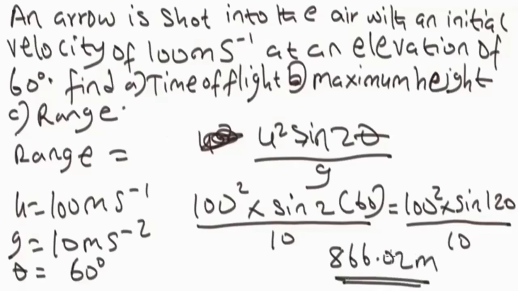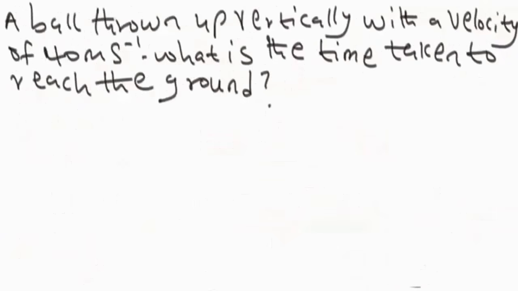Alright, so guys, this is how you can solve this particular problem. Let's solve one more problem, and after that you can call it a class. Okay, so the question says a ball is thrown up vertically with a velocity of 40 meters per second. What is the time taken to reach the ground?